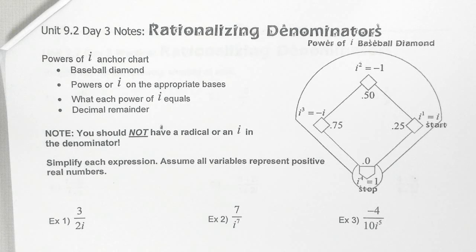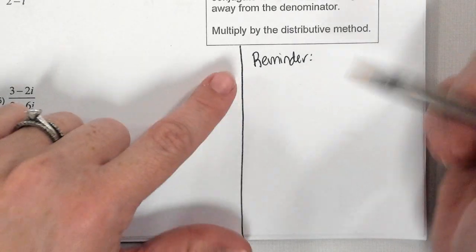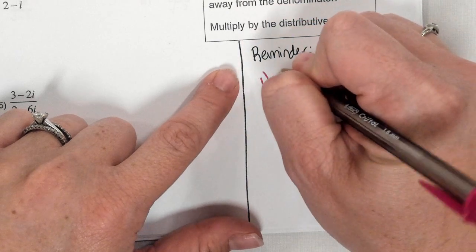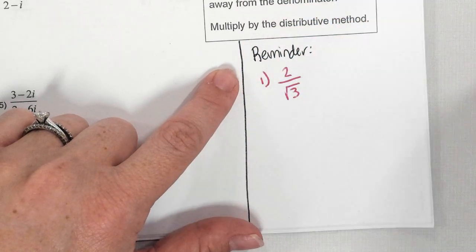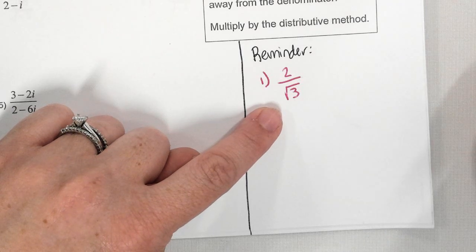Okay, so we are rationalizing denominators, which y'all have done before. So I'm going to remind you of ways that we've done it before. So we've done problems like this. And remember, we're not allowed to have square roots on the bottom. How do you get rid of a square root?